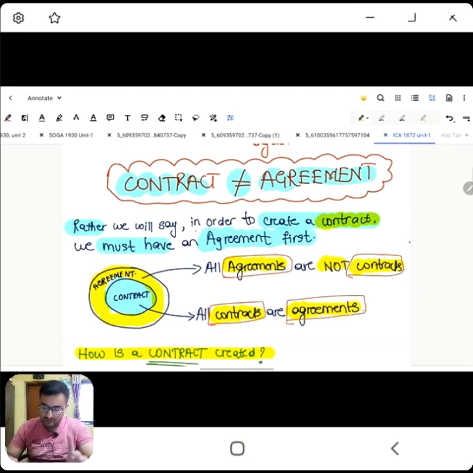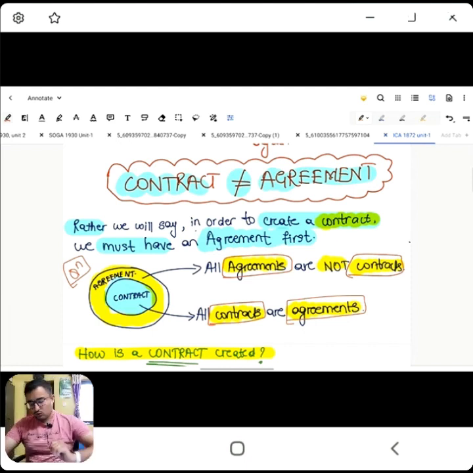Clear? Okay. So this is one such question which they ask in the exam. All agreements are not contracts, but all contracts are agreements. Please comment on this. This they can ask you for 3 marks. You should be able to explain this.